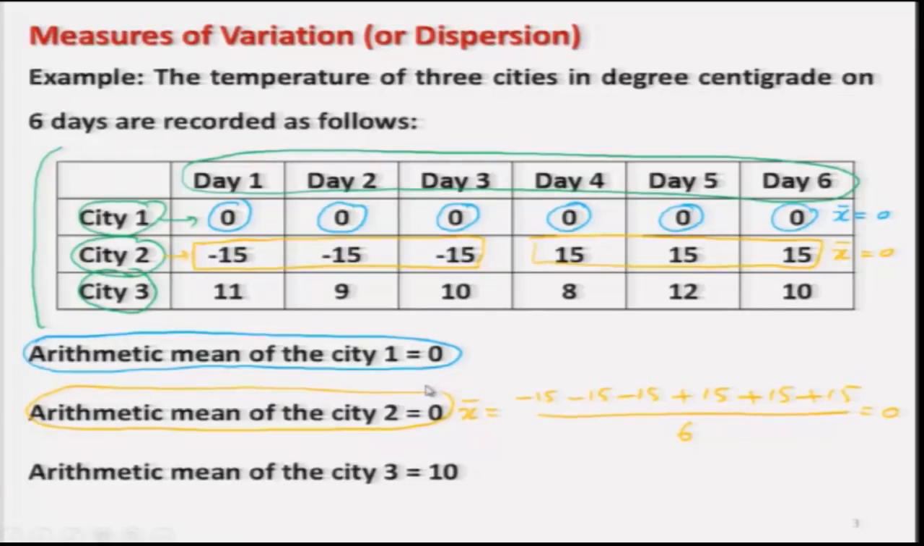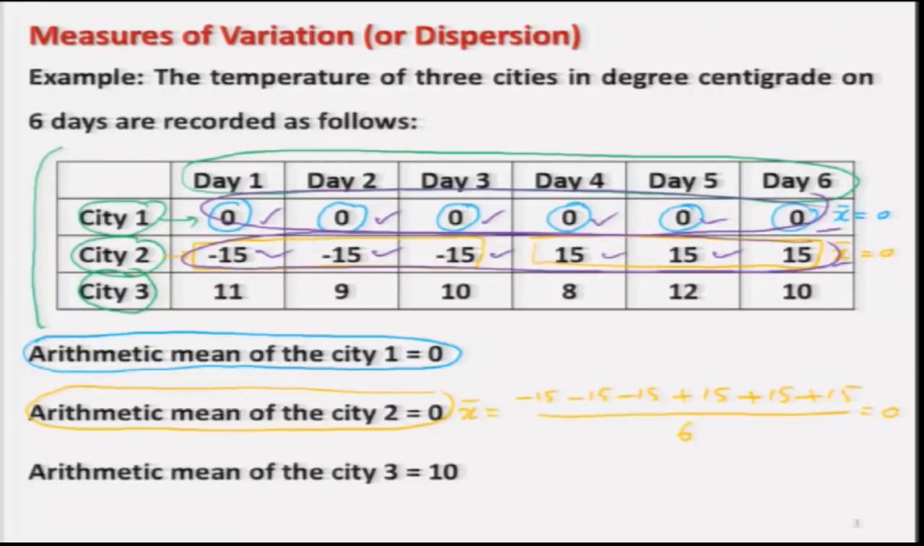But if you look into the data, do you think that the data in city 1, which is all 0, and the data in city 2 are the same? The answer is no. They are different, but somehow their arithmetic mean is coming out to be 0.